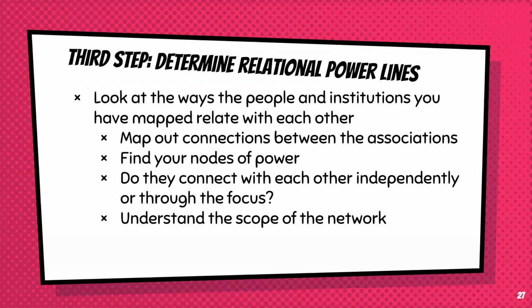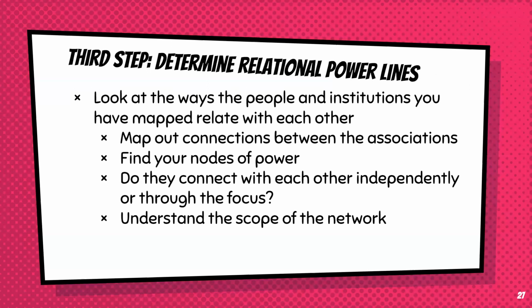Now you have mapped out the influences of a focus. The next step is to determine the relational power lines. This basically means exploring the ways that all of the people and institutions you have mapped interact with and relate to each other. Identify the ways they connect with each other. Perhaps a community organization that the focus is associated with also has board members from local businesses that the focus used to work for, for instance.